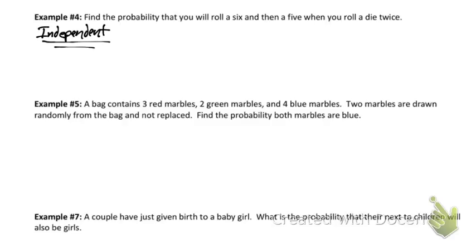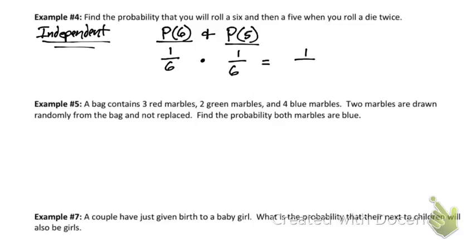If it's independent, you just got to find the probability of one and multiply it by the probability of the other. So in this case, my probability of rolling a 6 is going to be 1 over 6. There's 1 six out of our possible 1, 2, 3, 4, 5, 6. Our probability of rolling a 5 would also be 1 over 6. Now we're going to note that we said probability of 6 and probability of 5. That and tells me to multiply. And we're going to have 1 over 36.